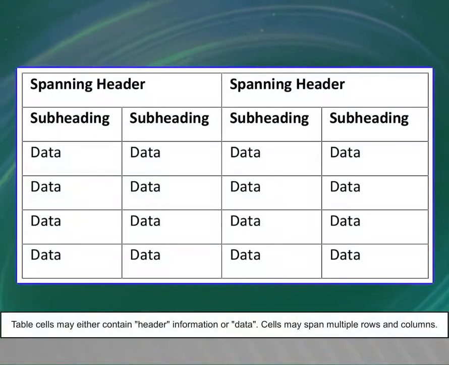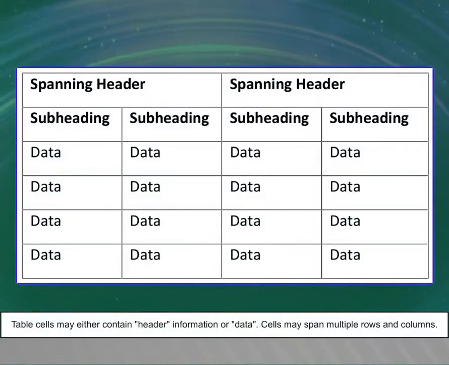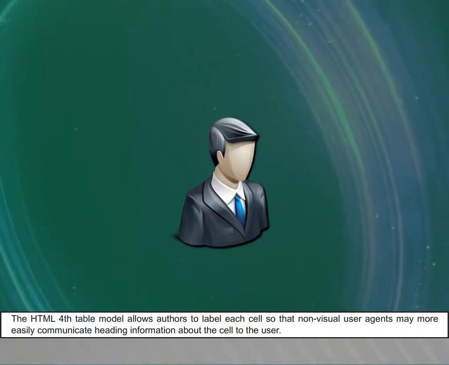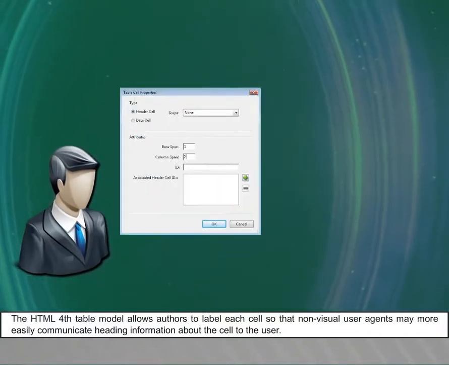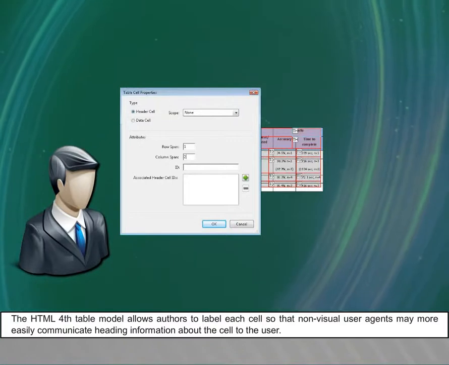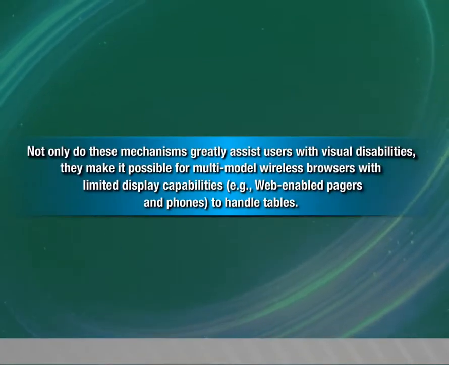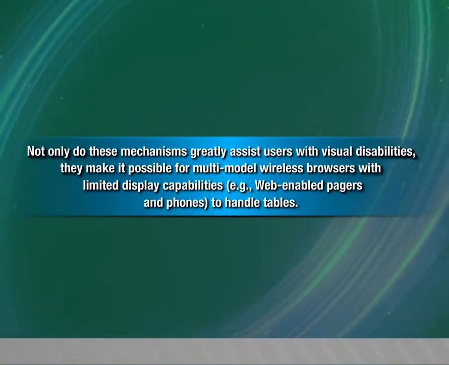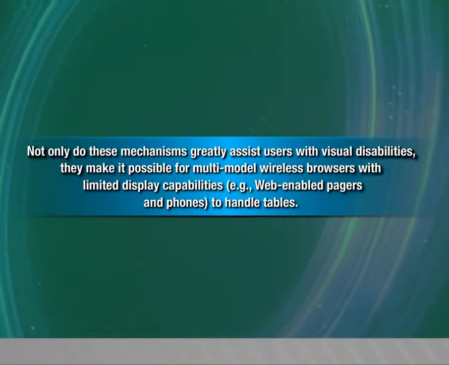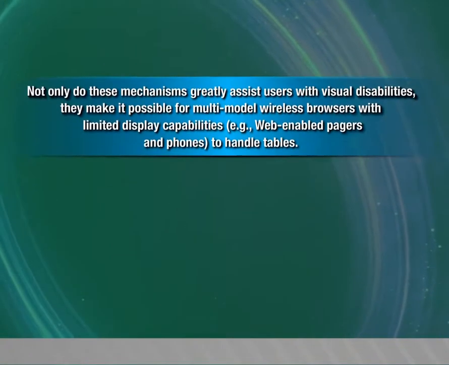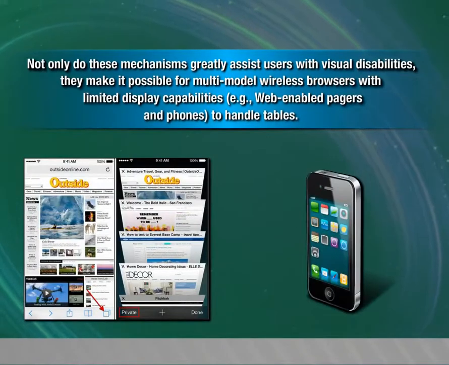Table cells may either contain header information or data. Cells may span multiple rows and columns. The HTML4 table model allows authors to label each cell so that non-visual user agents may more easily communicate heading information about the cell to the user. Not only do these mechanisms greatly assist users with visual disabilities, they make it possible for multimodal wireless browsers with limited display capabilities, for example, web-enabled pagers and phones, to handle tables.